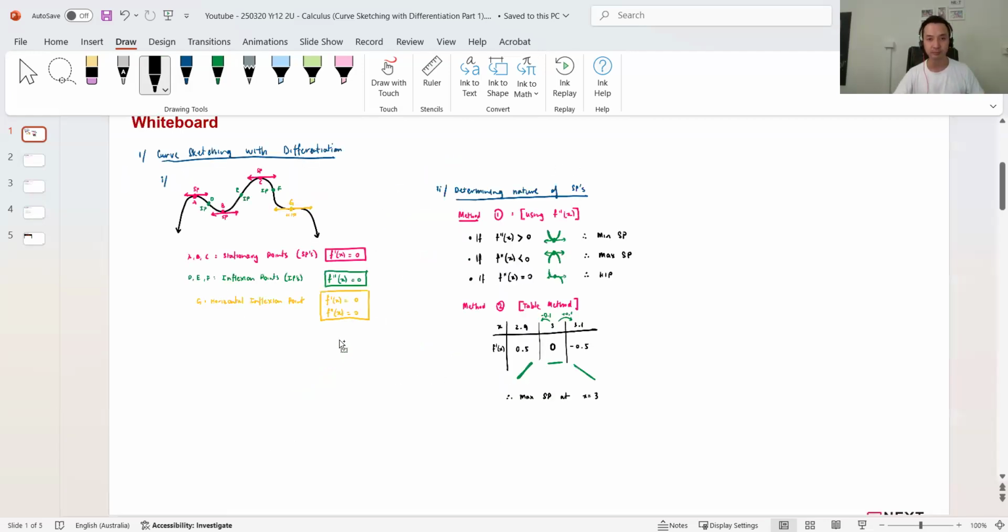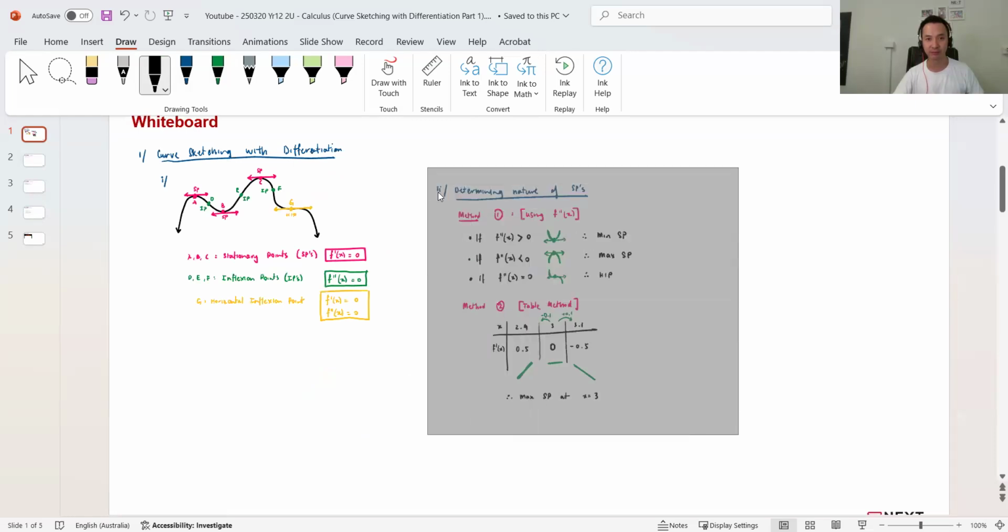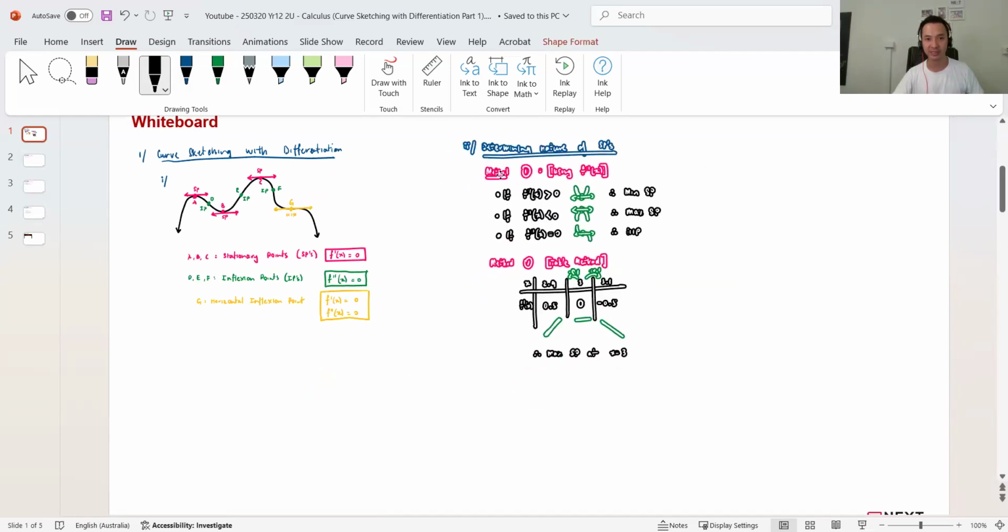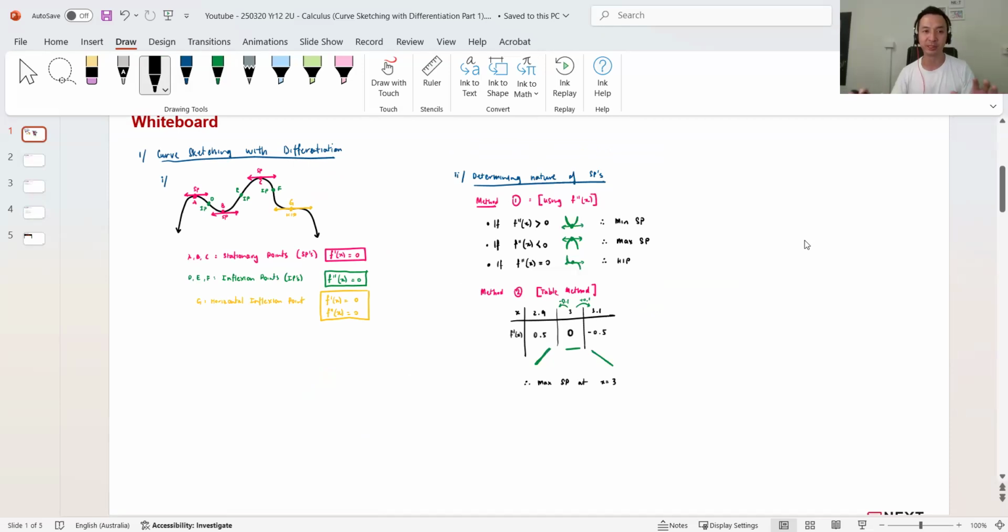So guys, putting this theory together, I'm going to give you a few questions now, and we're going to use the theory for stationary points, inflection points, and hips to try to sketch the graph. They basically give you a function, and you're going to apply this theory to it. Generally speaking, they tend to ask you to determine the nature of the stationary points.